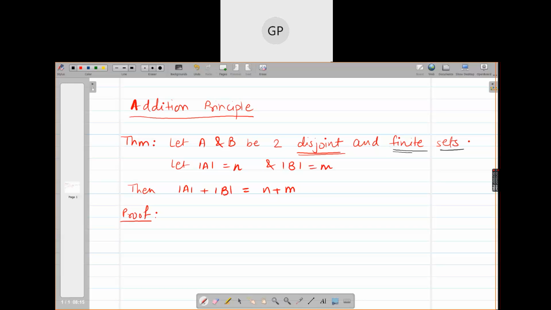So first we have to think about the cases. What will happen if either of them is an empty set? We will start with this possibility. If A is equal to phi, that means A is an empty set, then what will happen to the union? A union B will be equal to what?